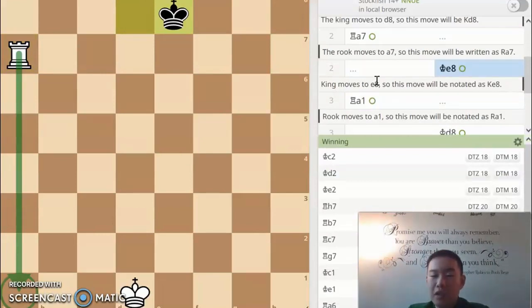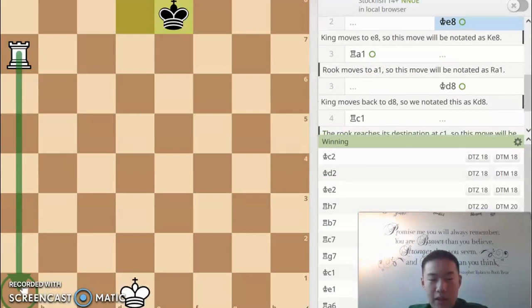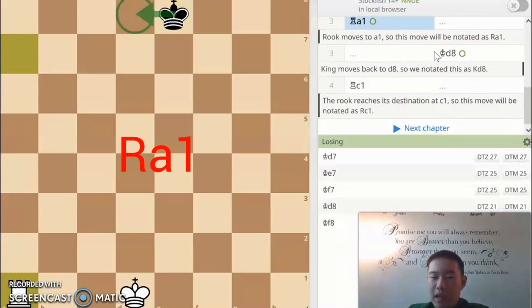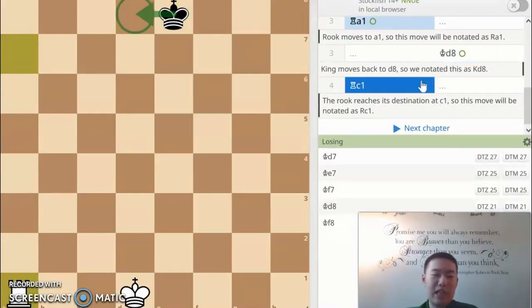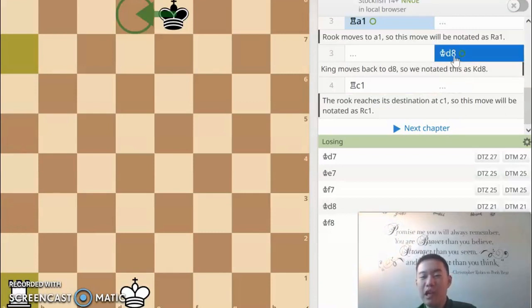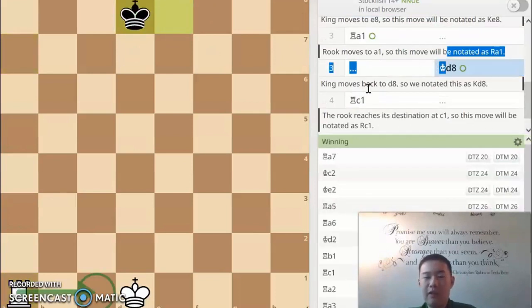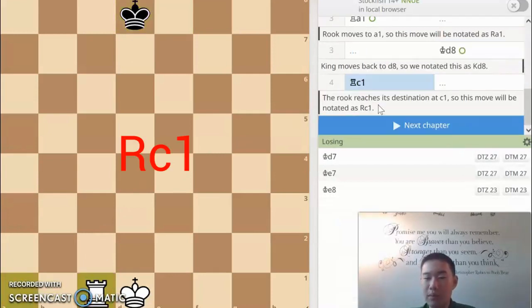And now the rook wants to move to a1, and because the prefix for the rook is r, it will be ra1. And the king wants to move back to d8 in this example, so it will be kd8, since the prefix for the king is k. And finally, the rook wants to move to c1, and because the prefix for the rook is r, it will be rc1. I hope this improves your understanding a bit of the piece moves.